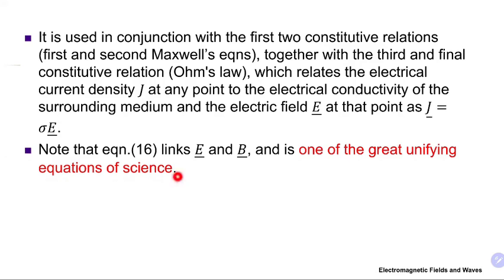That equation linking E to B is one of the greatest unifying equations of science. Before that, E and B were thought to be two independent things that have no relation to each other, and Maxwell showed that they are actually related to each other. And the other constitutive relation is your current density equals sigma times the electric field. So this is actually Ohm's law. Sigma is the conductivity, or the electrical conductivity.